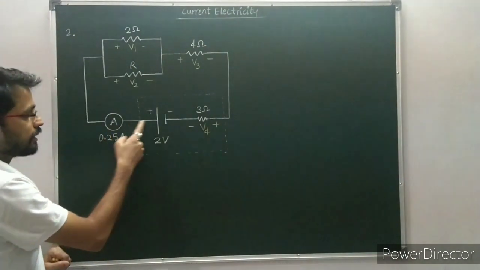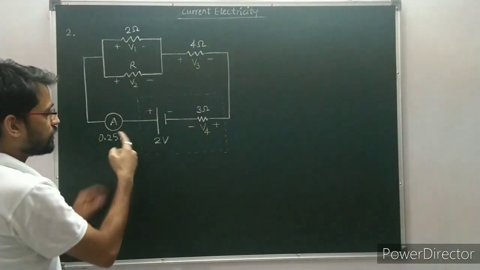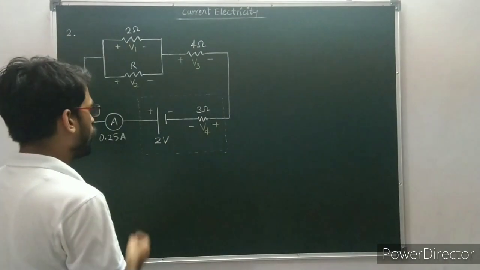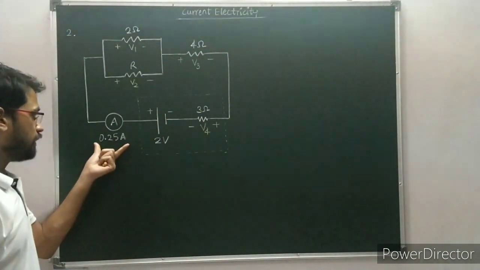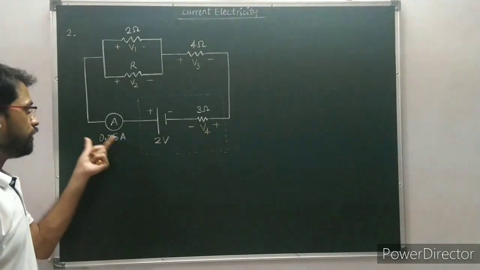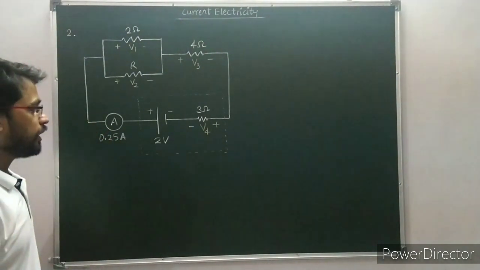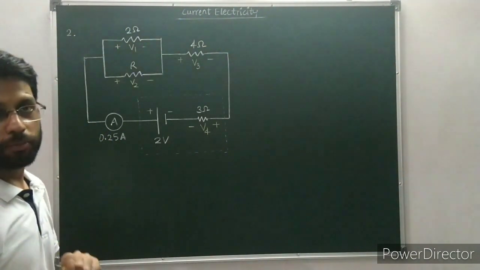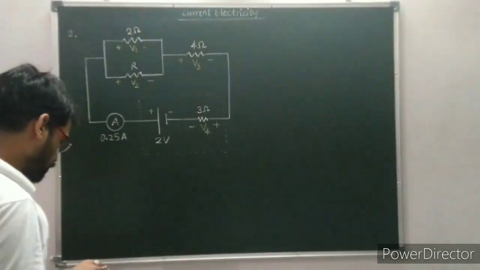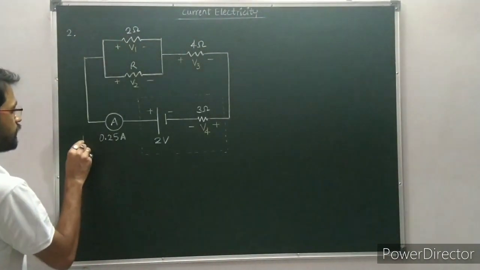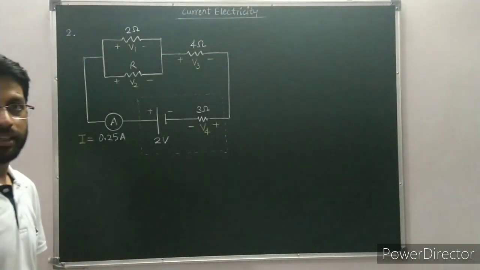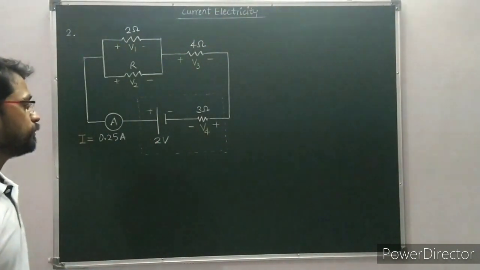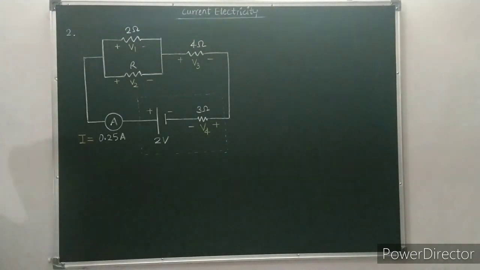This ammeter is connected just to the left of this cell, and this current read by this ammeter is the current drawn from the cell. Okay, so one important thing is the ammeter reading reads the current drawn from the cell, that is I.